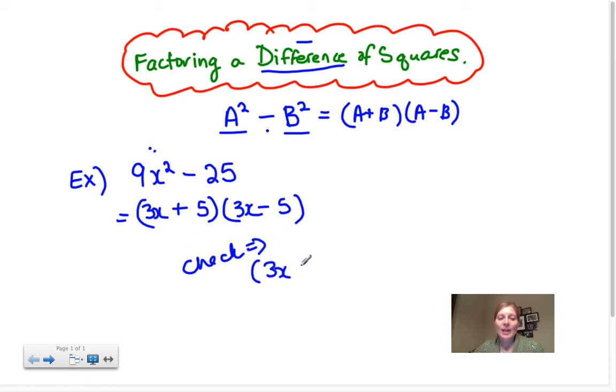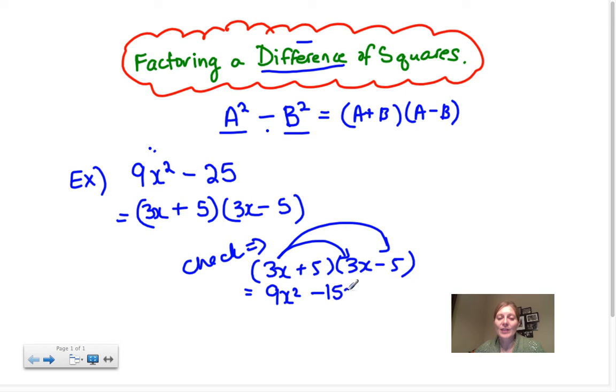So if I have 3x plus 5, 3x minus 5, and I want to expand that out, I multiply the first two terms together of each bracket, so that's going to be 9x squared. Then 3x times negative 5 is going to be negative 15x. 5 times 3x is going to be positive 15x. And 5 times negative 5 is going to be negative 25.